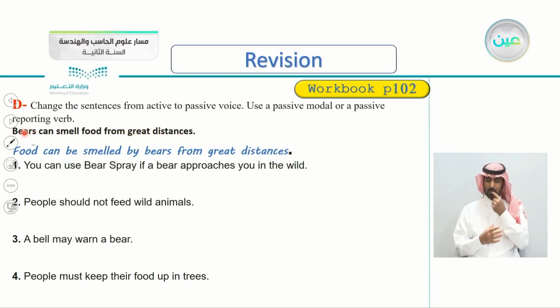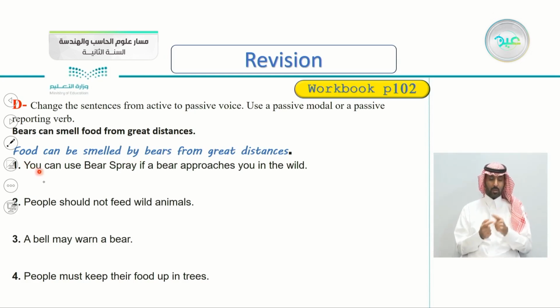Bears, this is the subject, can smell food. So food is the object, and always begin with the object. From great distances. So this is the active here. What's the passive? Food can be smelled. If you want to add the subject, you say by bears from great distances. I think now you know how to answer the first one.